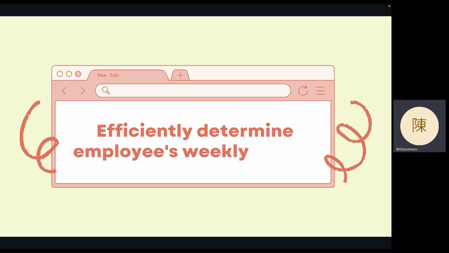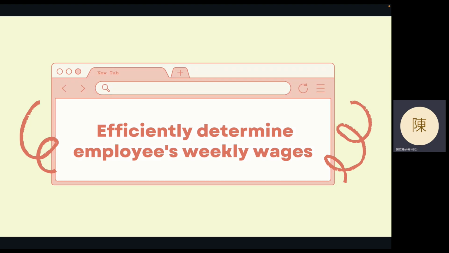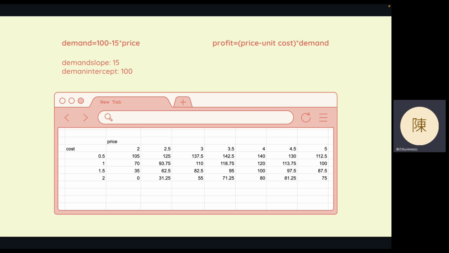Lastly, I want to talk about how the Excel spreadsheet can help you efficiently determine employees' weekly wages. So to understand how alterations of price affect profit is the proper estimation of a demand curve. A demand curve shows how changes in price change product demand. So assuming here that the daily demand for cups of coffee is given by 100 minus 15 times price, and profit is price minus unit cost times demand.